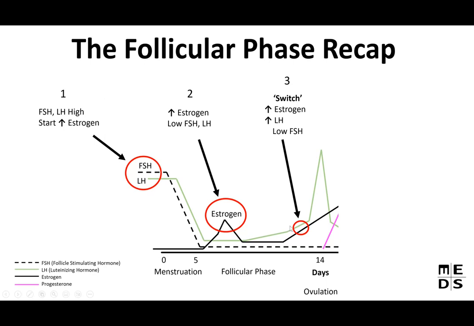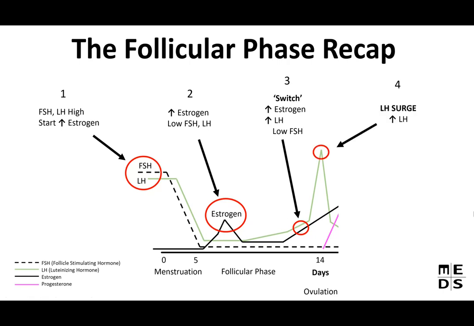At some point, you're going to have a switch. Instead of it being negative feedback, it's going to be positive feedback. And it's only going to be on luteinizing hormone, on the LH, not on FSH. That is why you can see FSH is flatlined the whole time. It's only going to be high at the beginning, and then it just stays low for the rest of the menstrual cycle because it's no longer necessary. All right, so that's the recap.